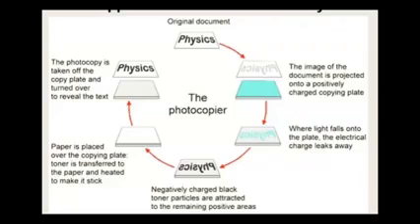Original document, then the image of the document is projected onto a positively charged copying plate. When the light falls on the plate, the electrical charges leak away. Negatively charged black toner particles are attracted to the remaining positive areas. Paper is placed over the copying plate. Toner is transferred to the paper and heated to make it stick. The photocopy is taken off the copy plate and turned over to reveal the text.